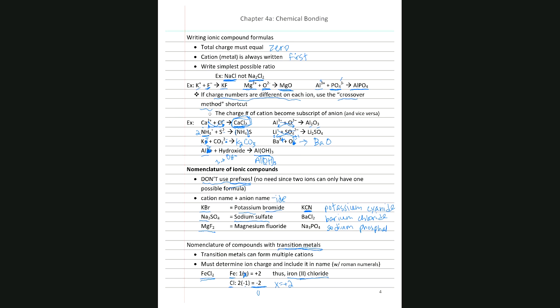Iron 3 chloride would look like this, right? So it would have a different formula. And a big mistake that students make if they're going from the name to writing the formula is they think that that 3 indicates how many irons there are. So they want to do something like this.